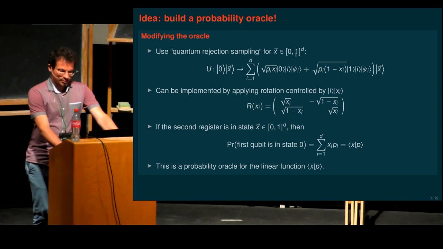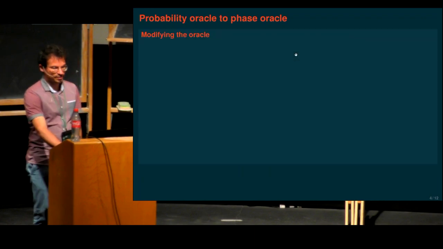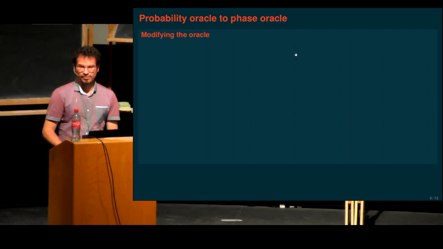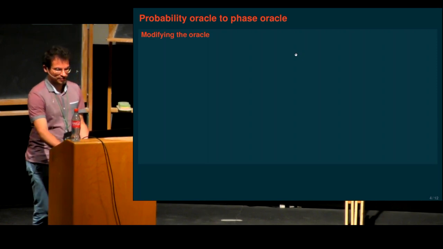Okay, but this is, once again, it produces the correct probability, which is linear, but it's not a phase. And so now here comes the trick: we are going to convert this probability oracle to a phase oracle, exactly what is needed in Jordan's algorithm.